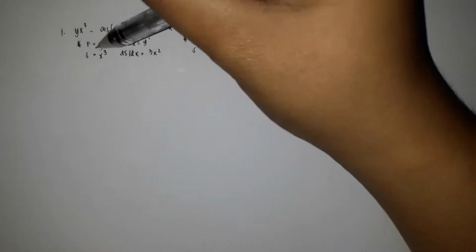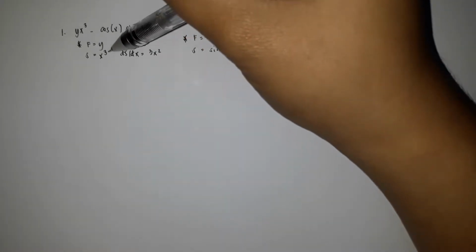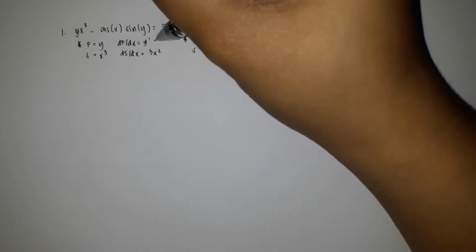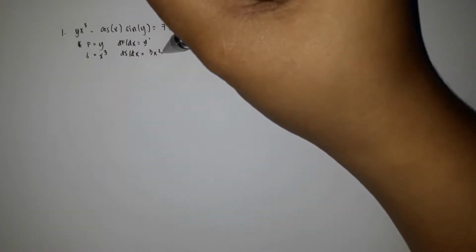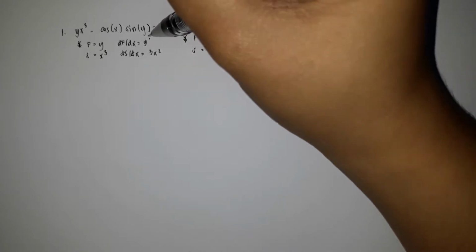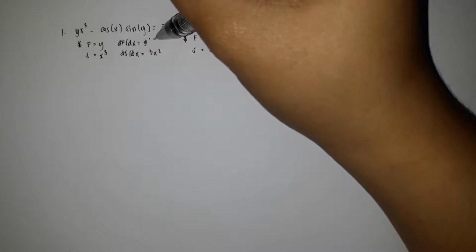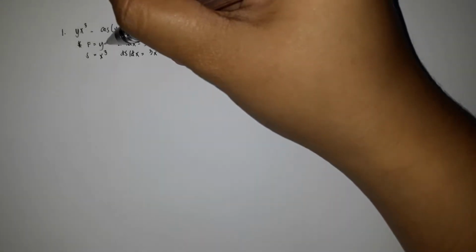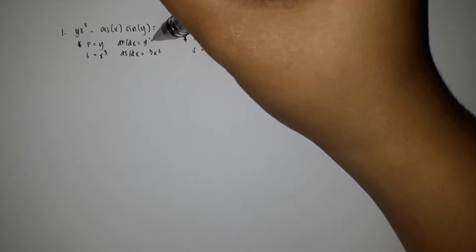Now, this is the f of x and this is the g of x. So its derivative is y prime and 3x squared. Since it is an implicit function, in deriving y, we must put y prime with it. So the derivative of f of x becomes y prime.